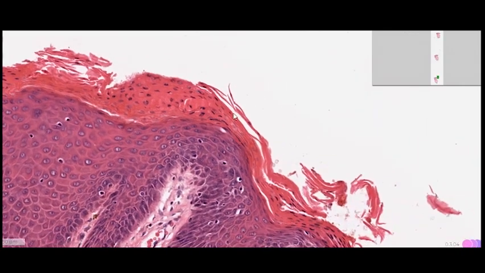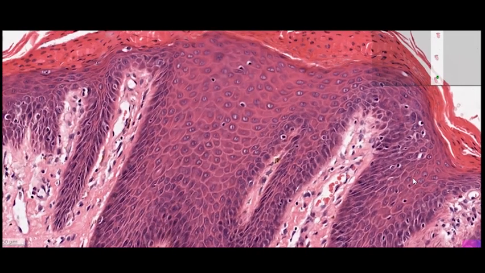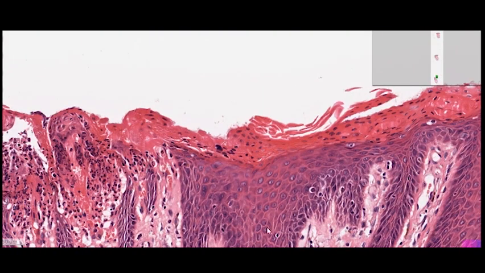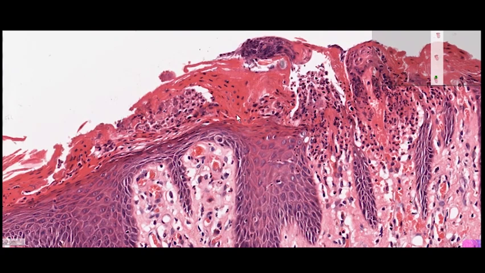So we have all features of psoriasis. We have psoriasiform epidermal hyperplasia, thinning of the suprapapillary portion. We have dilated tortuous blood capillaries. We have neutrophils in the stratum corneum. The neutrophils forming subcorneal pustule and making layering was described as the sandwich sign.